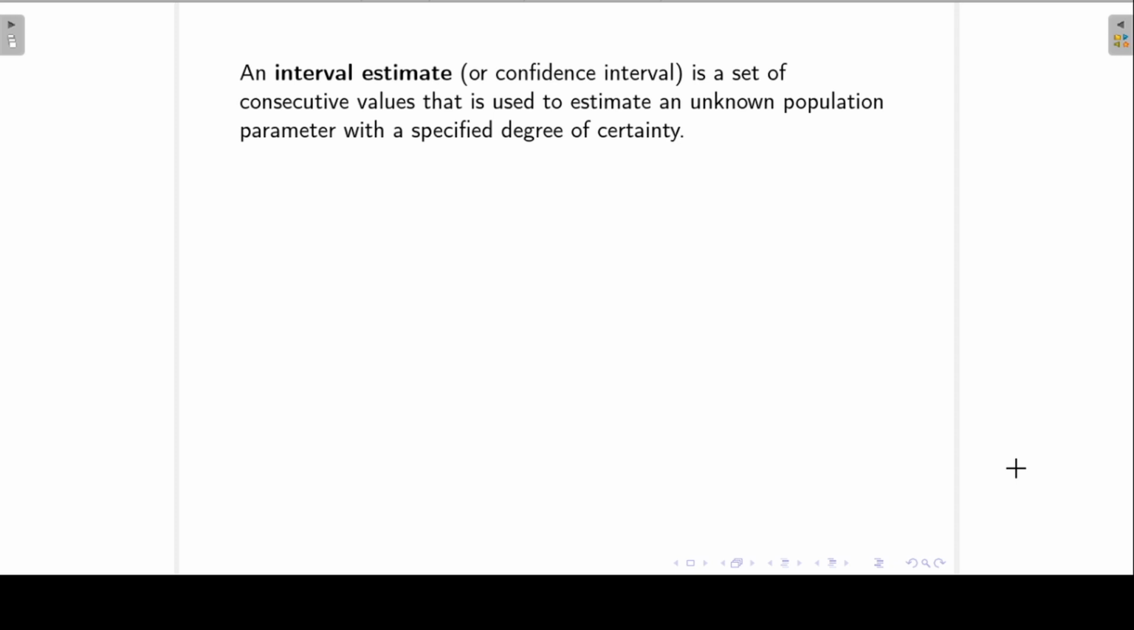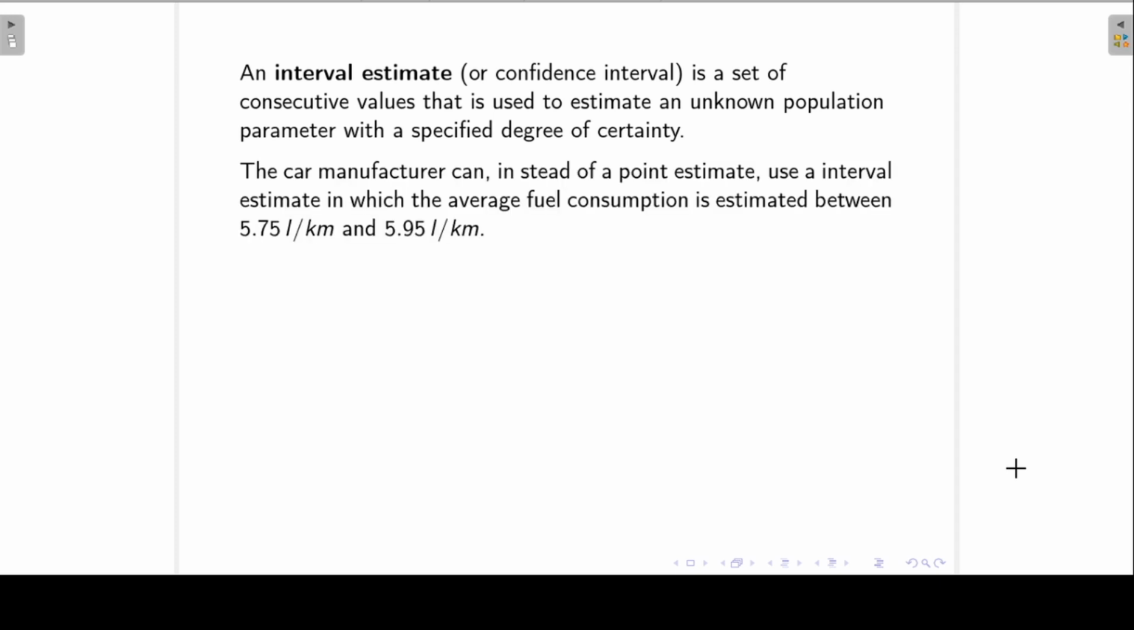On the other hand, we have an interval estimate or a confidence interval. And this is a set of consecutive values that is used to estimate an unknown population parameter with a specified degree of certainty. For example, the car manufacturer can now, instead of a point estimate, make use of an interval in which the unknown population parameter is expected to fall.